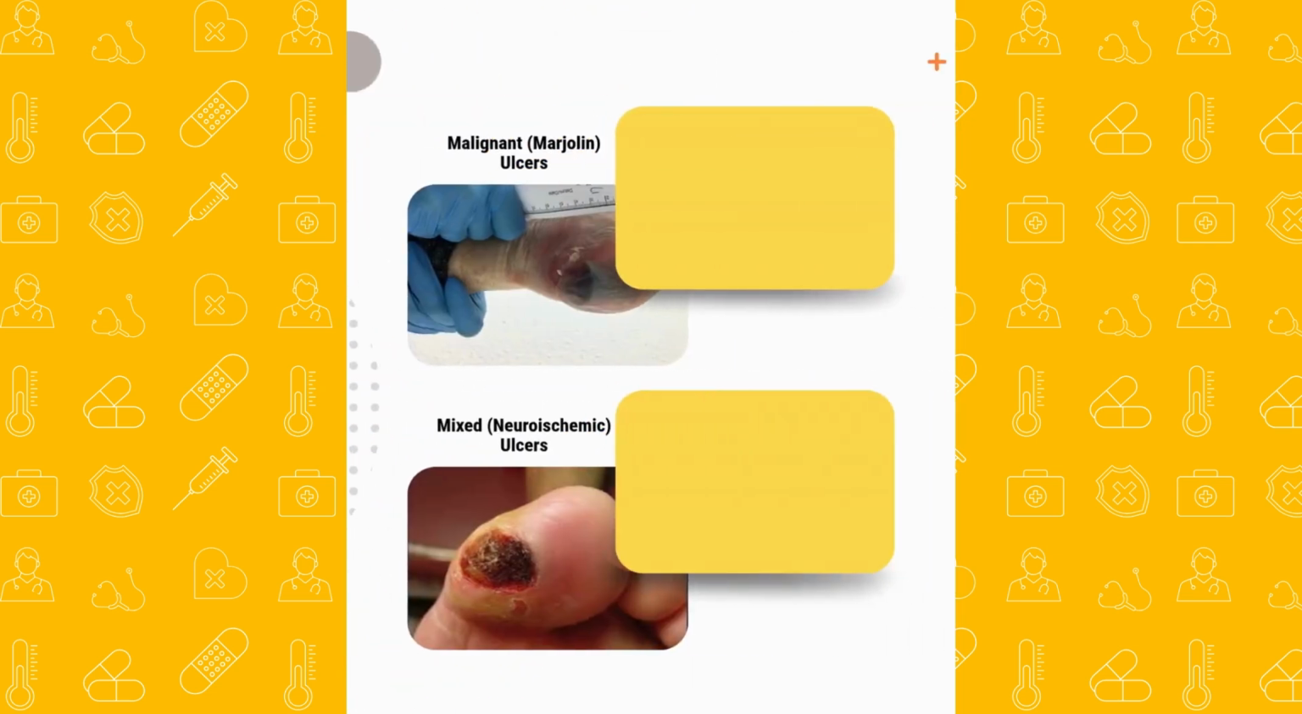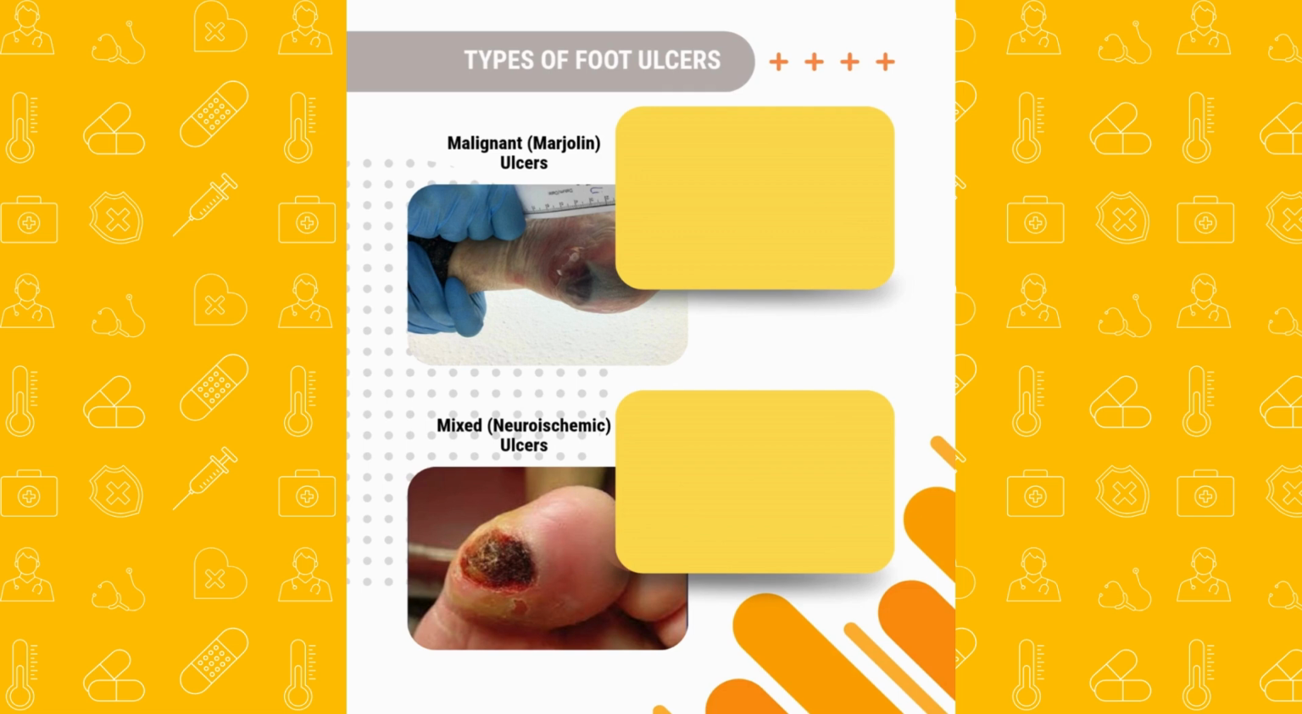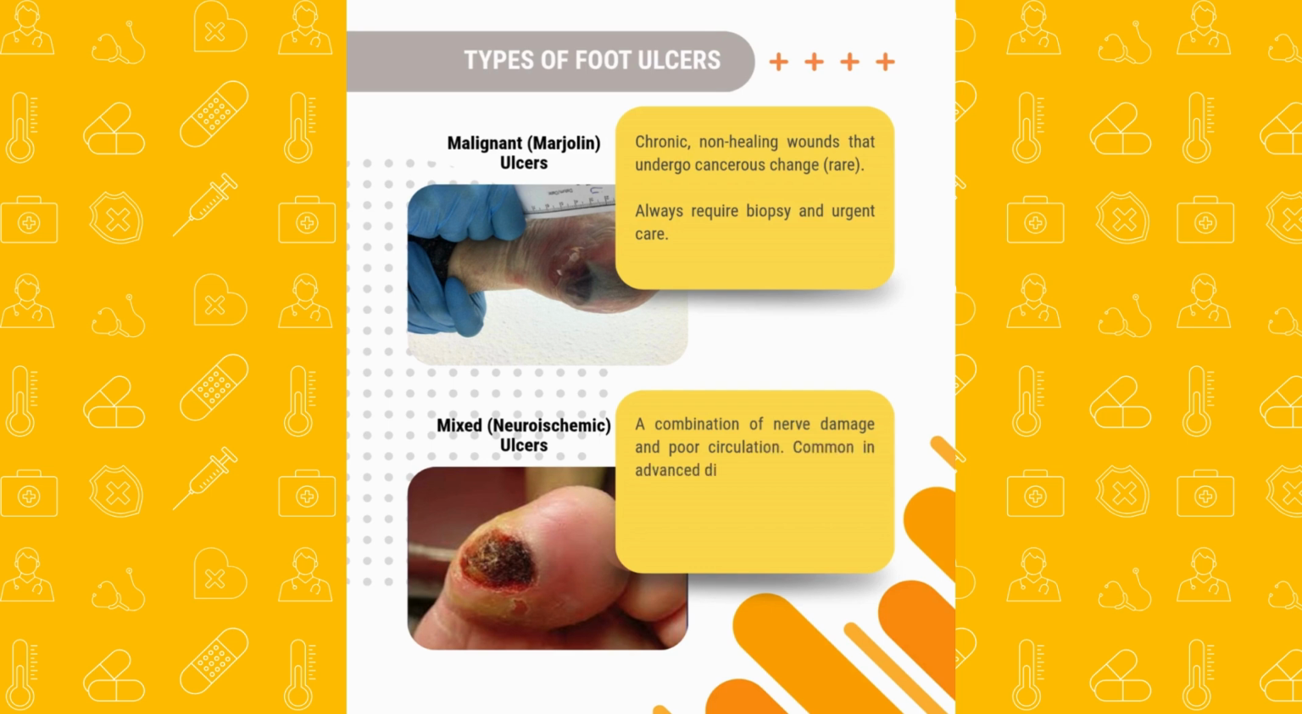Next are malignant or Marjolin ulcers and mixed or neuroischemic ulcers. Malignant ulcers are chronic, non-healing wounds that undergo cancerous change, but that is usually rare. These types of ulcers always require a biopsy and urgent care. Mixed ulcers are ulcers with a combination of nerve damage and poor circulation. It is common to see in advanced diabetes. This type of ulcer is very difficult to heal and has a high infection risk.